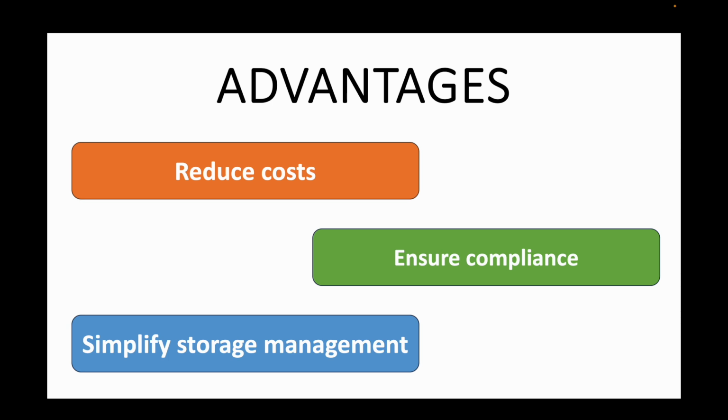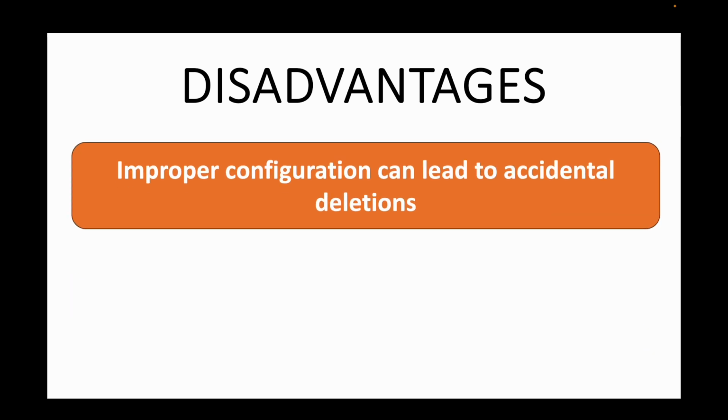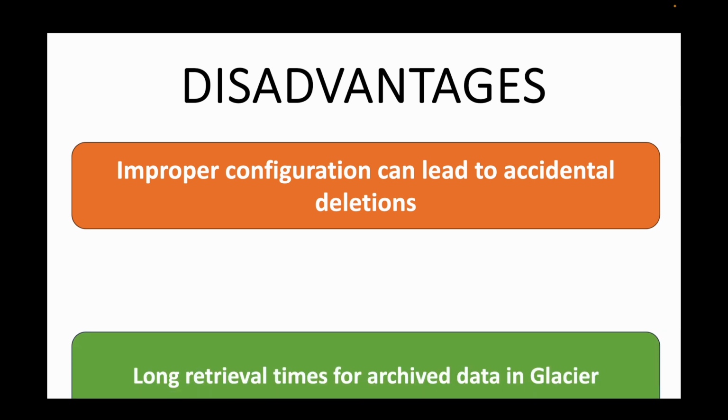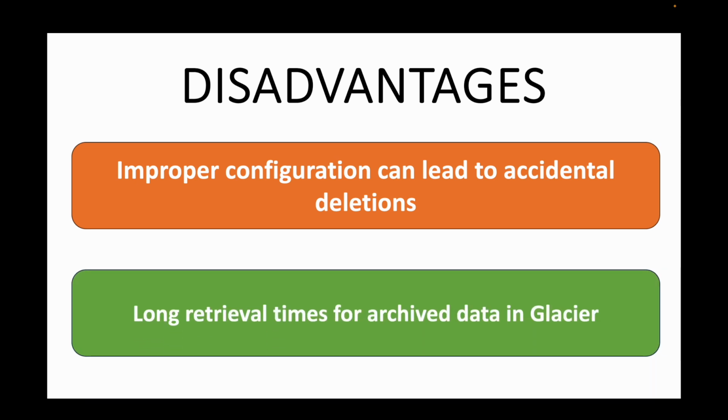Now, though it provides us with advantages, it also has some disadvantages that you will need to keep in mind. So, if your lifecycle policy is not configured properly, that can lead to accidental deletions of your objects. So, you'll have to be very careful with the configuration that you're doing, and then there is long retrieval time for any data that is archived in Glacier. So, if you're moving the data to Glacier, it can take a few hours to a few days to retrieve the data. So, you will need to keep that in mind as well.